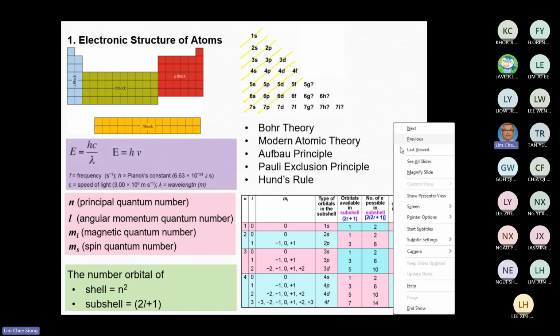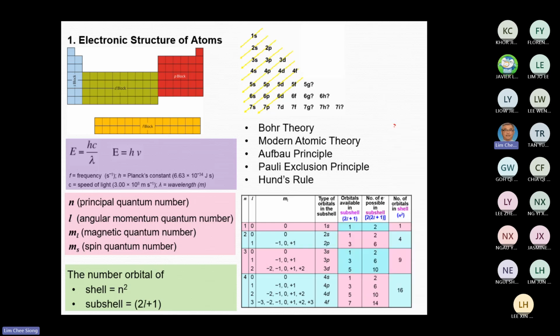Okay, before this, please remember the symbols that we use for today's lesson. For example, N for principal, L for angular momentum quantum number, ML for the magnetic quantum number, and the last one, S, refers to the spin. So using the symbols, you can refer back here later.